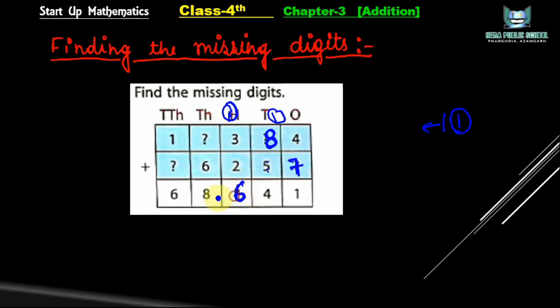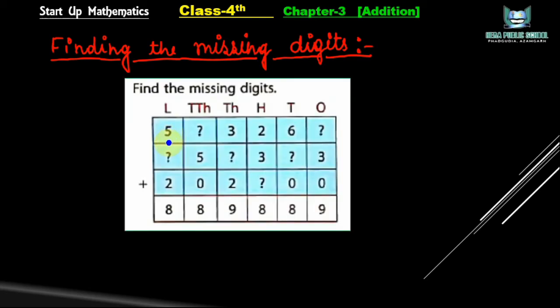This is 6. Now we move to the thousand place. Here which number should be added to 6 to get 8? That number is 2. 6 plus 2 is 8. Which number should be added to 1 to get 6? That number is 5. So we get 5, 2, 6, 8, 7 as the missing digits.